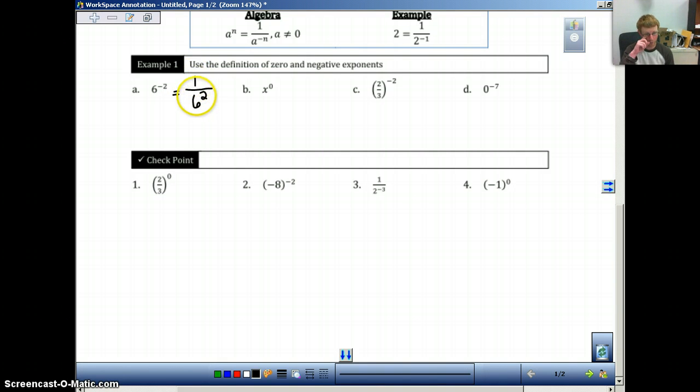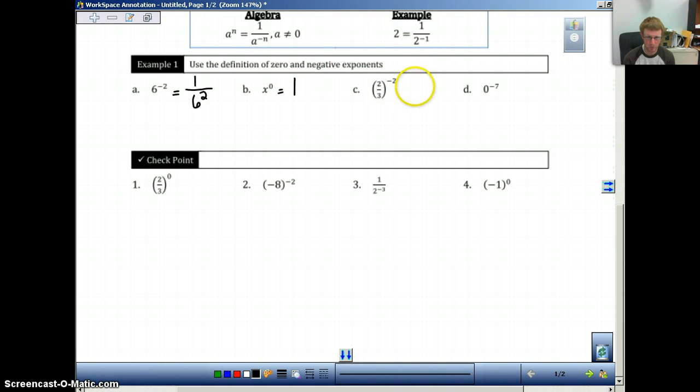And you could write that as 1 over 36 if you wanted to. Your calculator will give you that, but I want you to know how to manipulate these negative powers. The negative's on top, so we just bring the 6 to the bottom and make it a positive. X to the 0 power, as we said, will always equal 1.